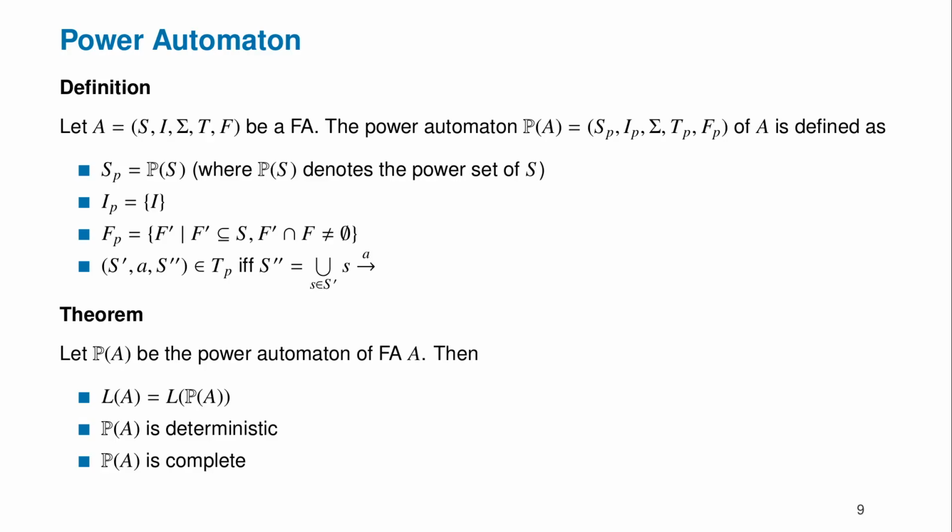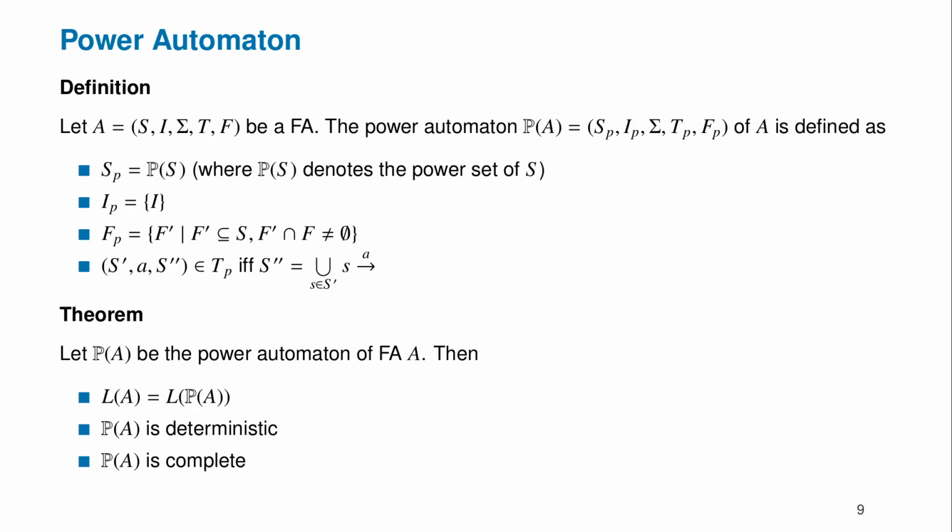And the question is, is this always possible? And as we will see, the answer is yes. By the construction of the power automaton, we can always construct an automaton which accepts the same language as the original automaton and which is deterministic and complete. And now let's have a look how this power automaton construction works. So we have given an automaton A as before, and this automaton is not necessarily deterministic nor complete. And the power automaton is constructed as follows.